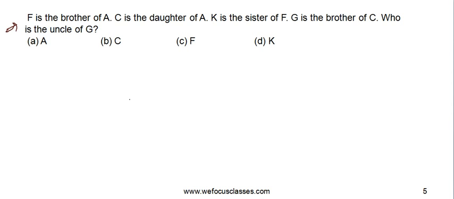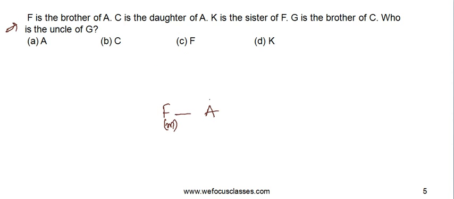F is the brother of A. So F is the brother of A means they will be in the same generation. Write like this: F is the brother of A, and the relation of F is given. F is the brother, so F is a male person. We don't know anything about A. Don't consider A a female; some people think that because F is the brother, A is a sister. No, it is not given to us. Whatever information is given to us, we need to follow that only.